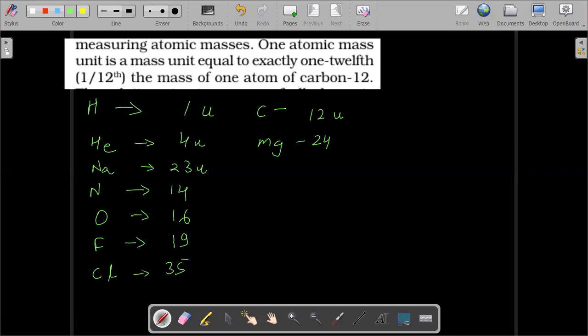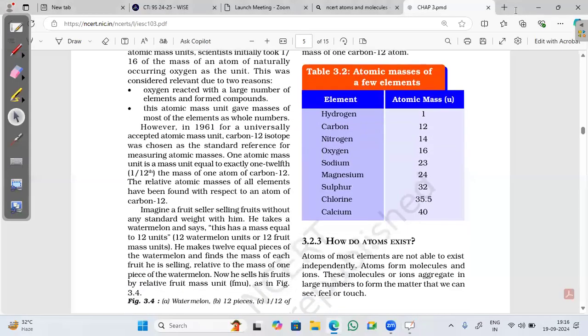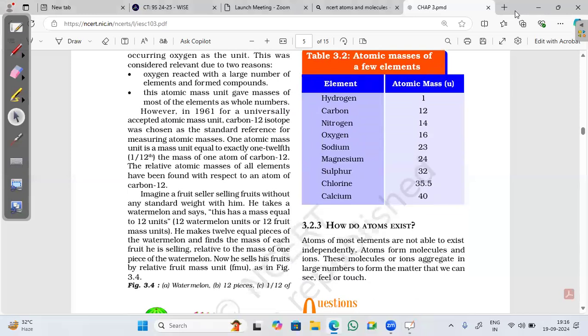Okay. Got this? Everyone understood the atomic mass units? Like here, the atomic mass of different elements is given. For hydrogen, it's 1, carbon 12, nitrogen 14, oxygen 16, sodium 23, magnesium 24, sulfur 32, chlorine 35.5, calcium 40.